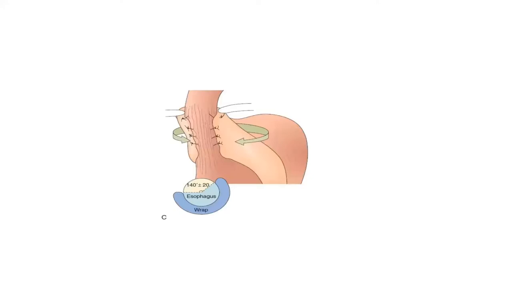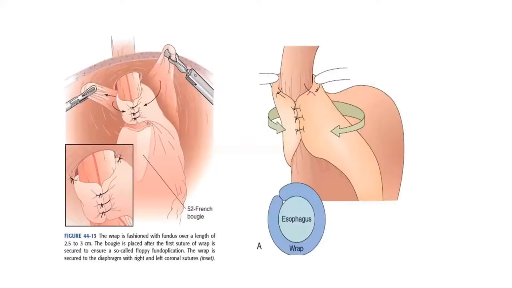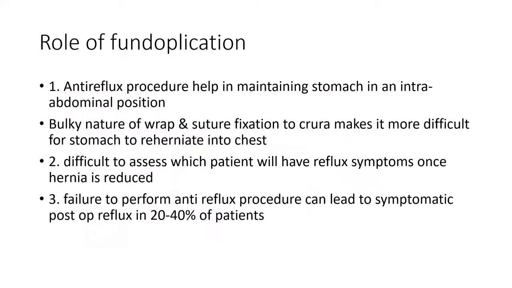Wrapping is done in two ways. First is partial. Partial is also known as Toupet. The wrapping is around 270 degrees around the fundus of the stomach, and full is around 360 degrees. You can see this is Toupet's fundoplication. The lower distal esophagus is wrapped with the fundus of the stomach around 270 degrees. And this is Nissen's fundoplication. Here the lower esophageal sphincter is wrapped with the fundus around 360 degrees.